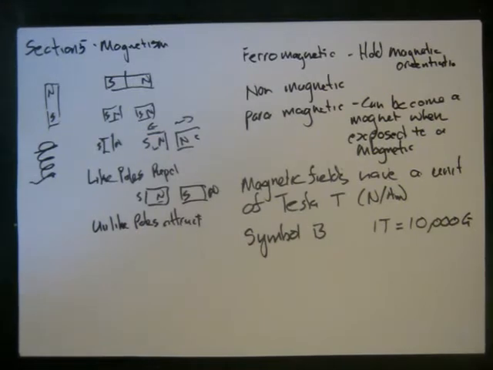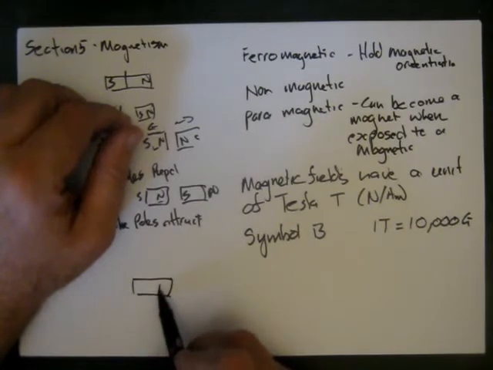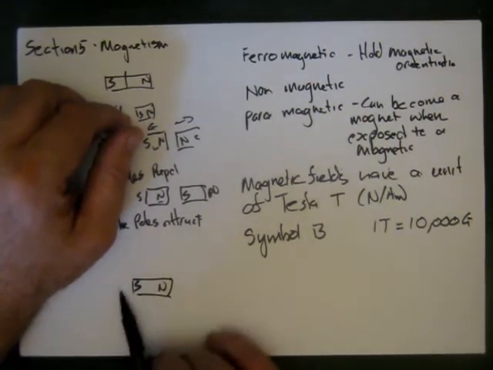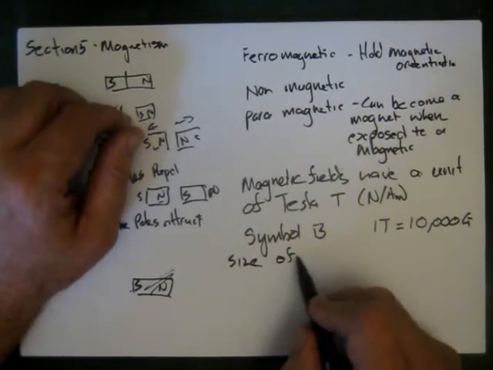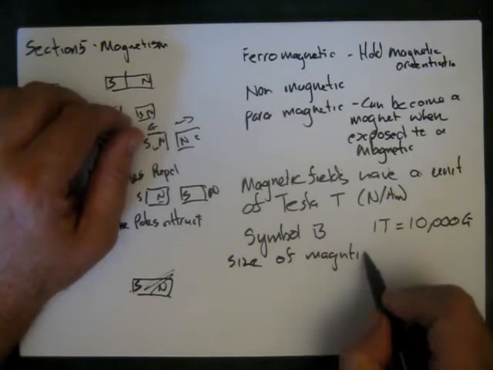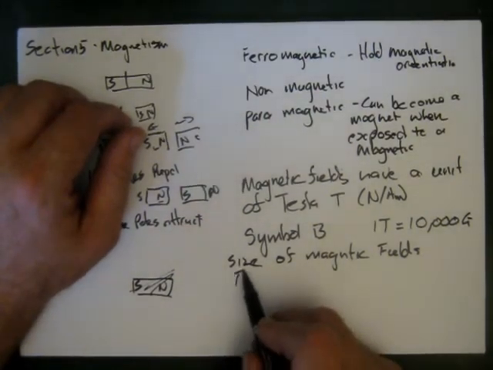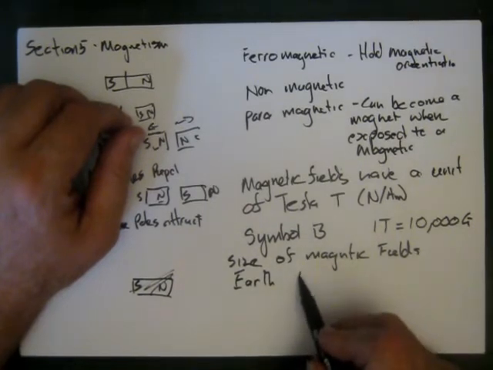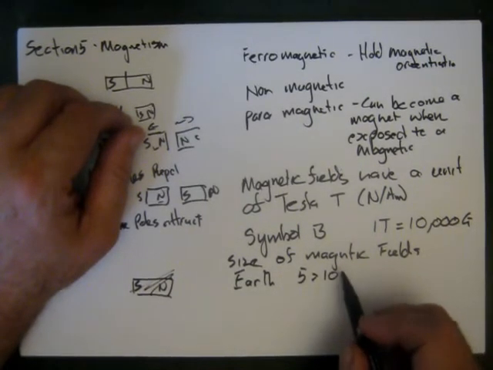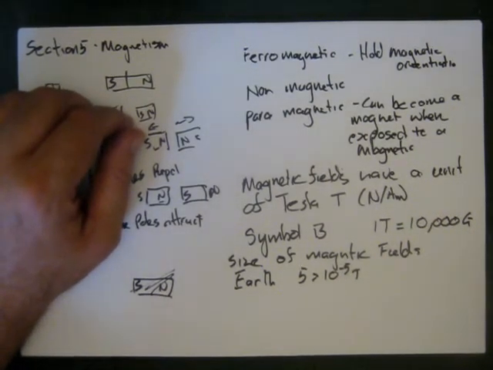Okay, let's just talk about the size of magnetic fields. The Earth has a magnetic field, which allows us to use compasses and things. It's about 50 microtesla. So the Earth's magnetic field is tiny, tiny, tiny.